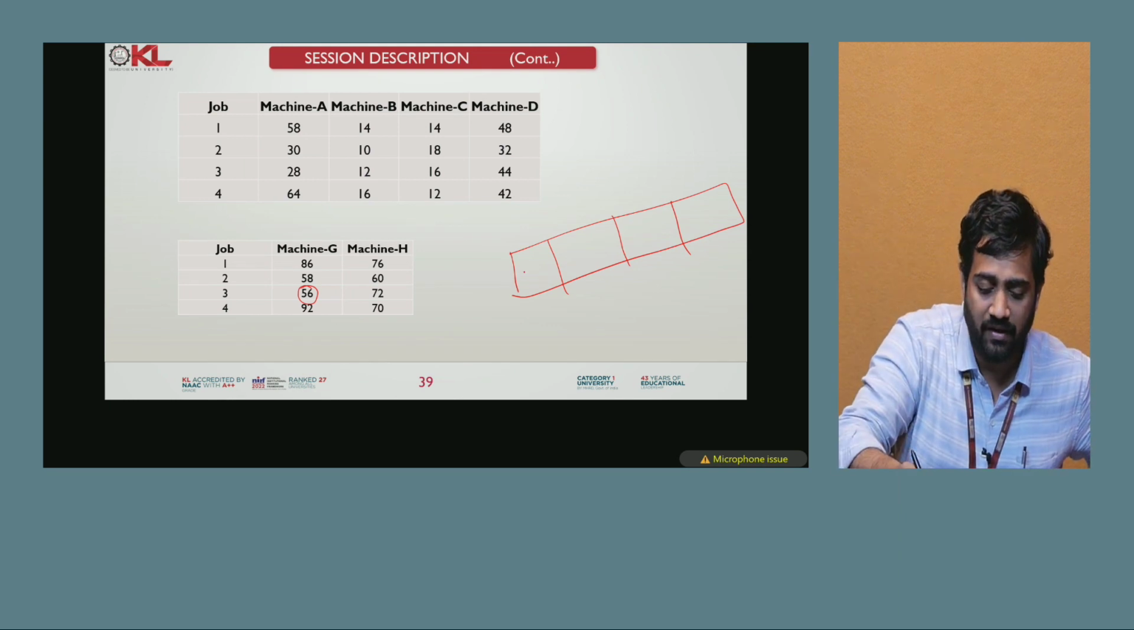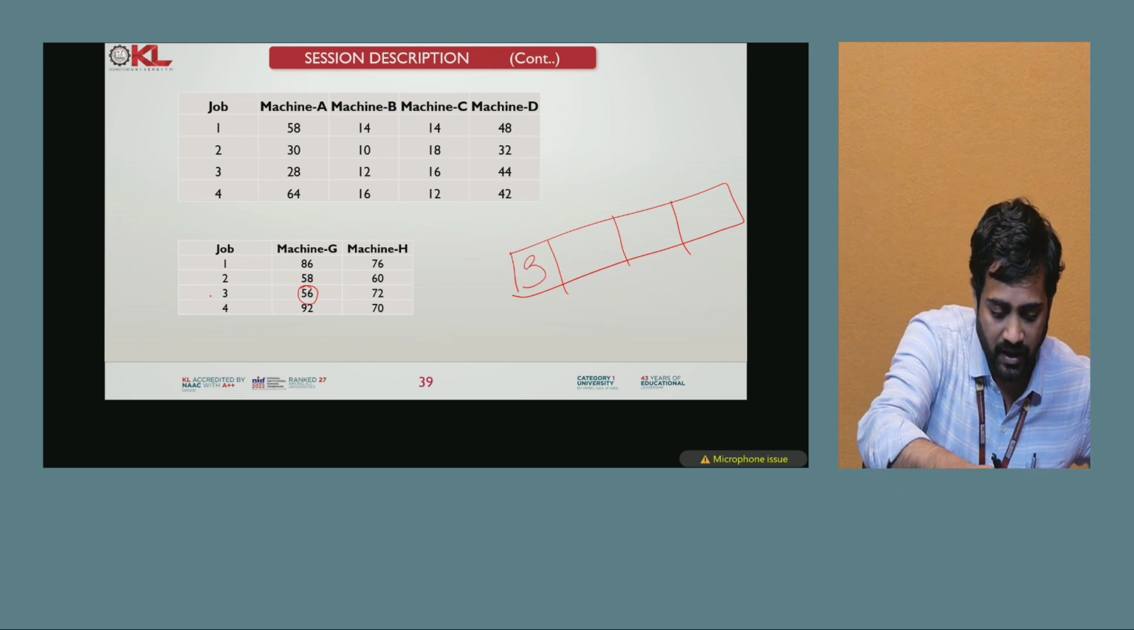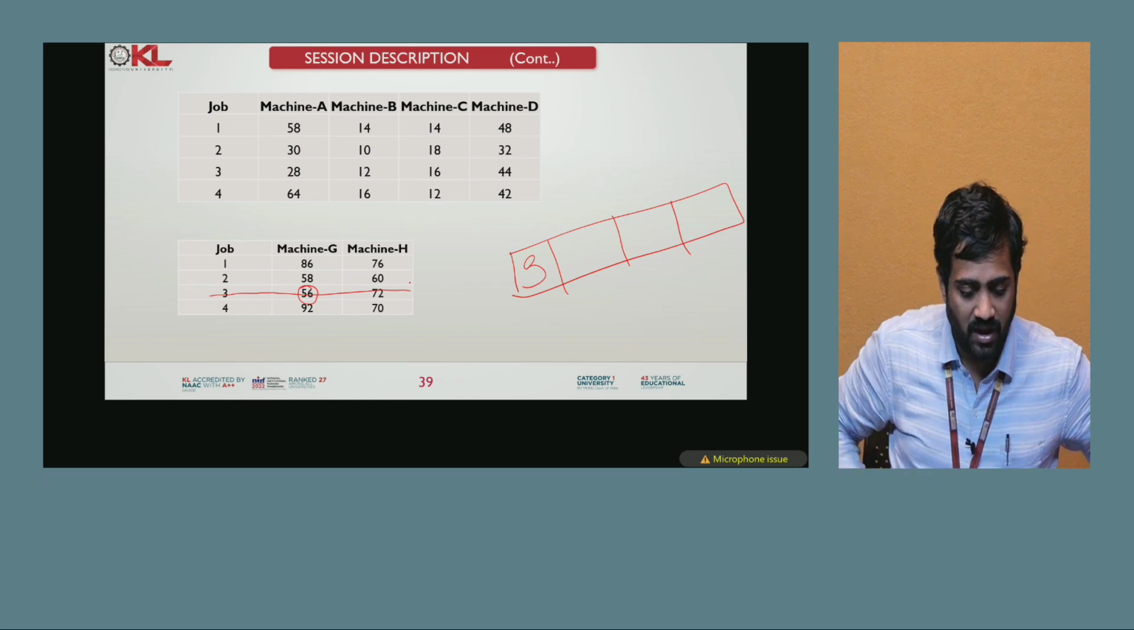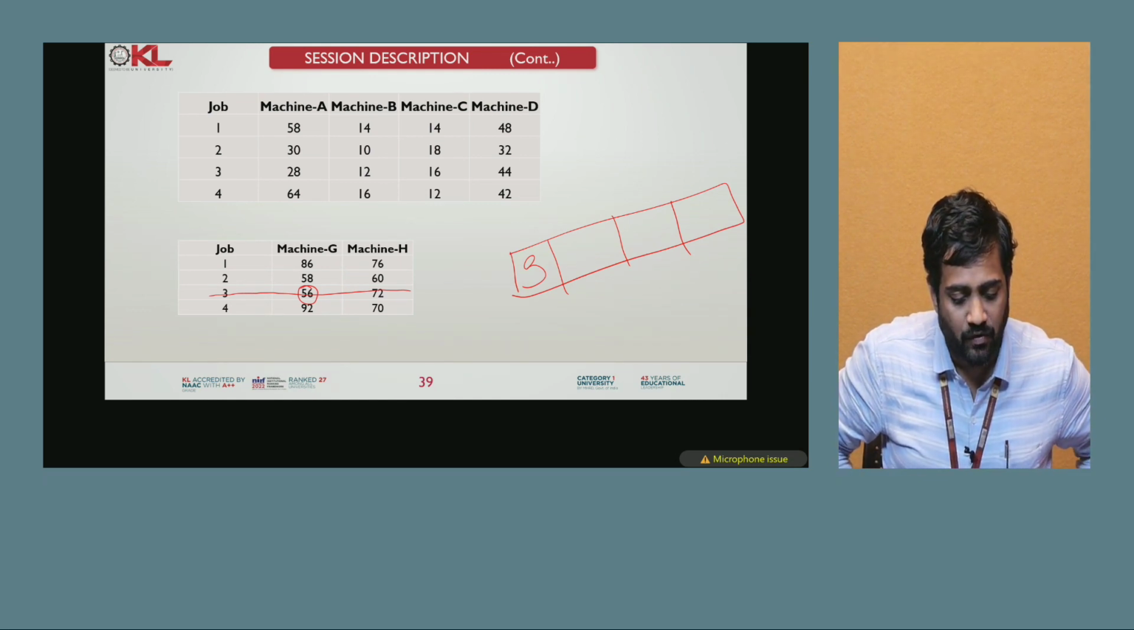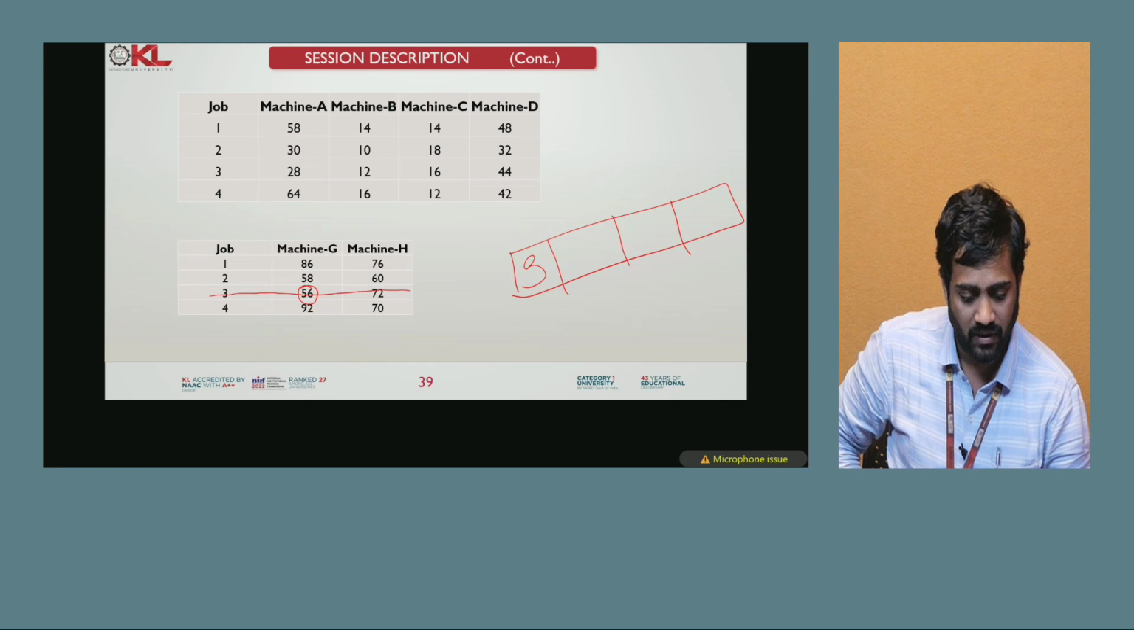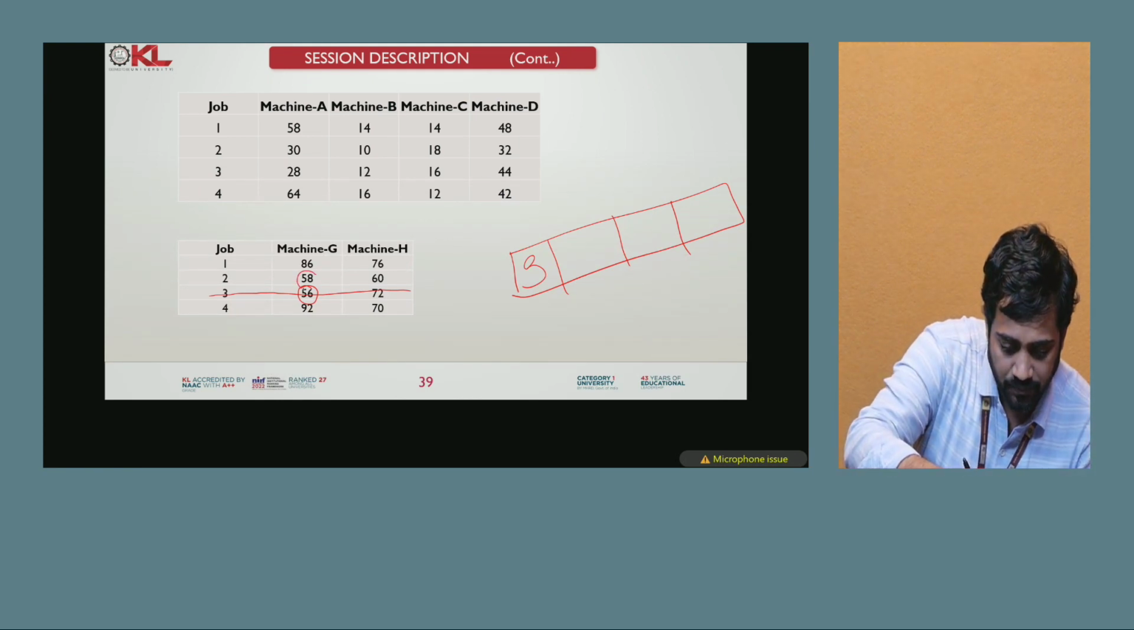In the beginning, on the left hand side, place job 3 here. Afterwards you eliminate this. Next, in the remaining 6 processing times, what is the least processing time? The next least processing time is 58.